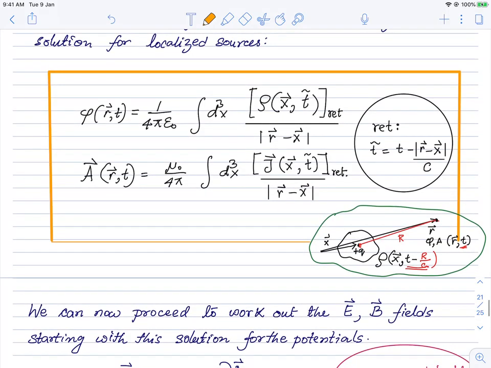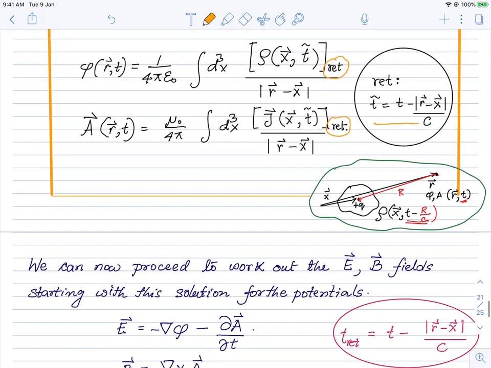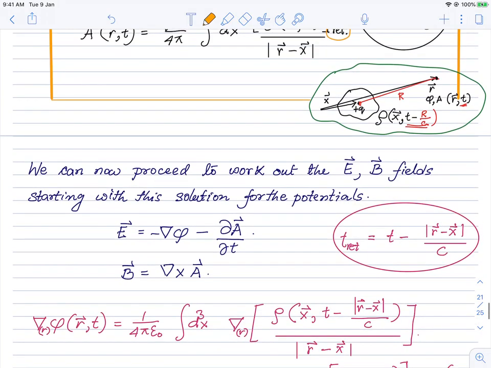Therefore, by retarded, I mean that this T tilde has to be solved from this condition and plugged back in. That's what I mean. Very good. So now, because we know the potentials, or these are the so-called retarded solutions for the potentials, we can go ahead and compute the electric field.